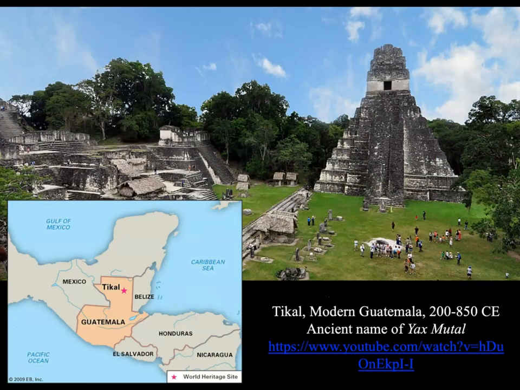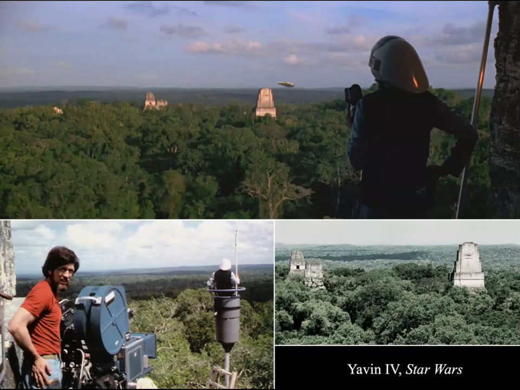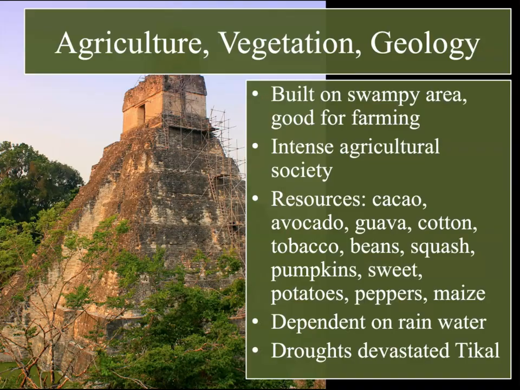We'll be talking about some of these parts more in detail, but I wanted to give you an overview of the landscape of Tikal, anciently known as Yaxmutal. If you didn't know, this is a type of trivia for you: Tikal was Yavin 4 in Star Wars, or George Lucas used it in his movie making.